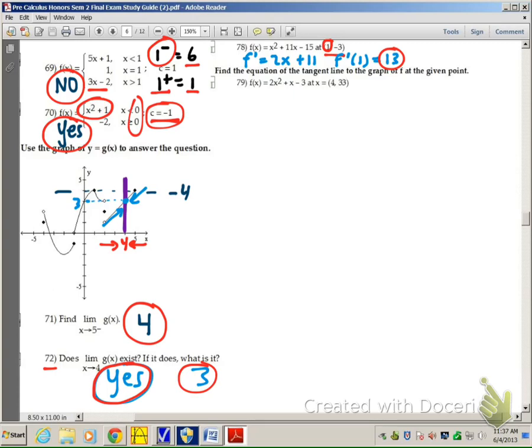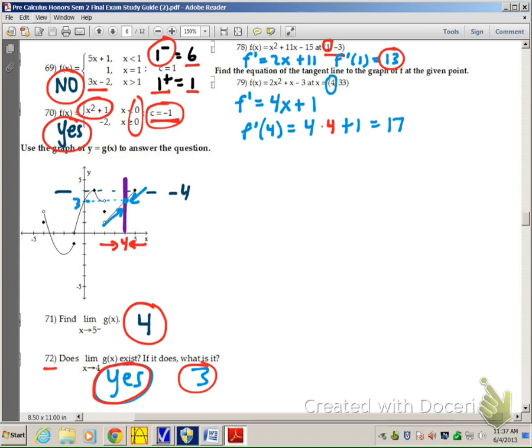So once we find the slope, we can find the equation of a tangent line. And so let's do that here for number 79. We need to find the derivative first. The derivative of f is, using the power rule, 4x plus 1. And so the derivative at 4, again, the derivative depends on x. So when x is 4, we have 4 times 4 plus 1. So we have 16 plus 1 is 17.